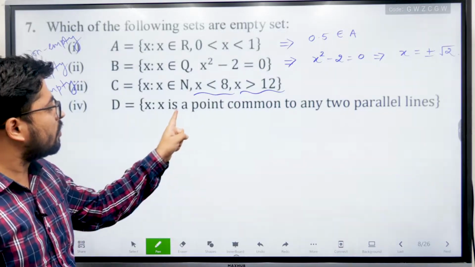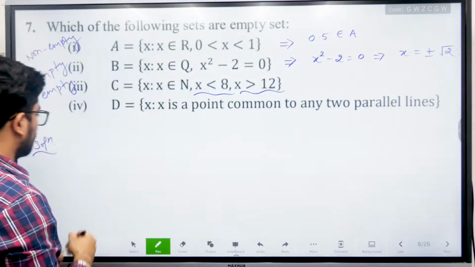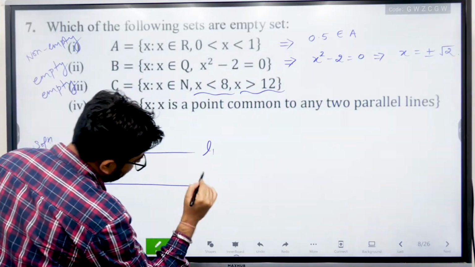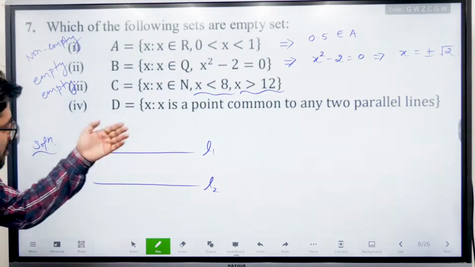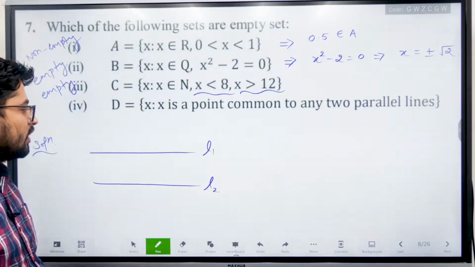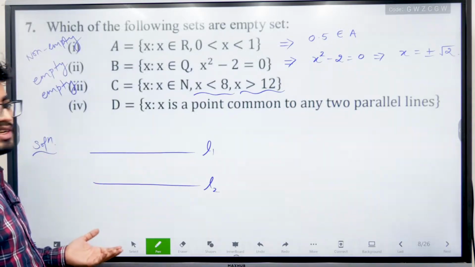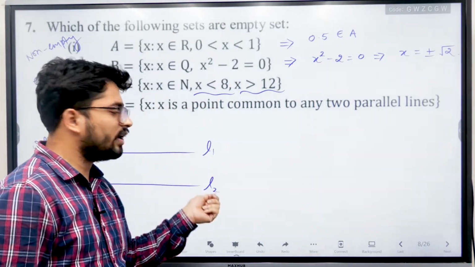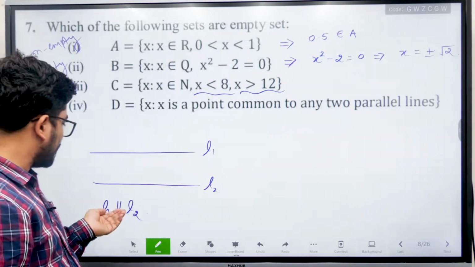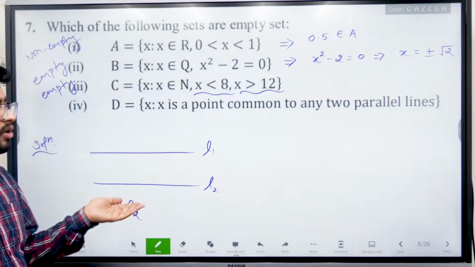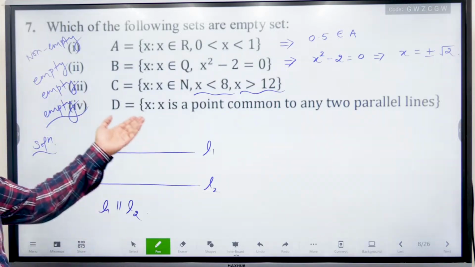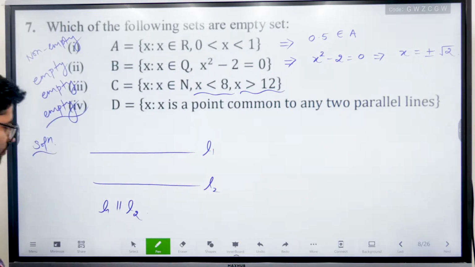D is the collection of all the points common to any two parallel lines. Let's say this is your line L1, and you have another line, let's say L2. How many points do you have which are common in L1 and L2? Nothing. There does not exist any point here which is common in L1 and L2, because we are assuming that L1 is parallel to L2. So no point is common in L1 and L2. So this is again an empty set. So D is an empty set. Got it? Now let's move to the next one.